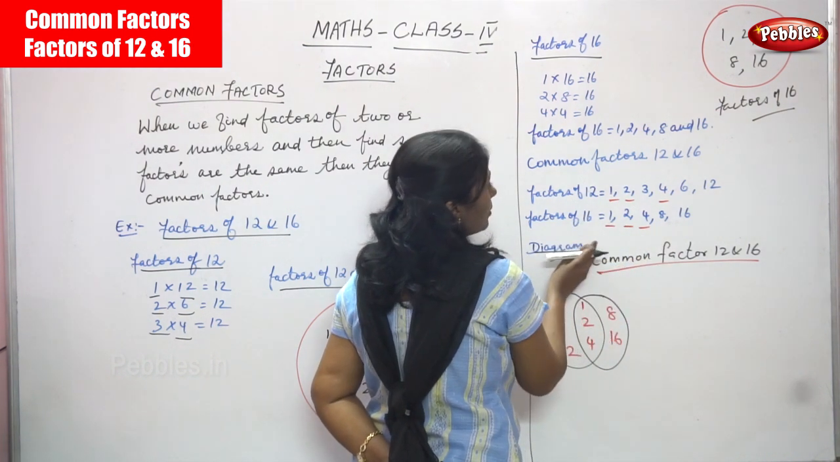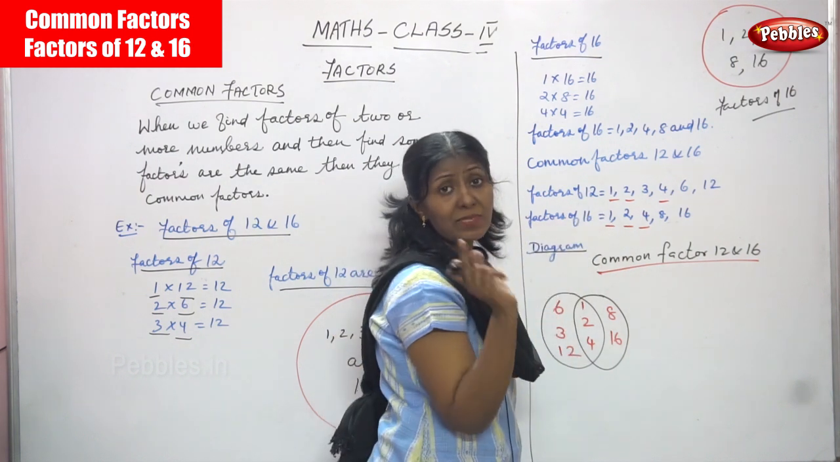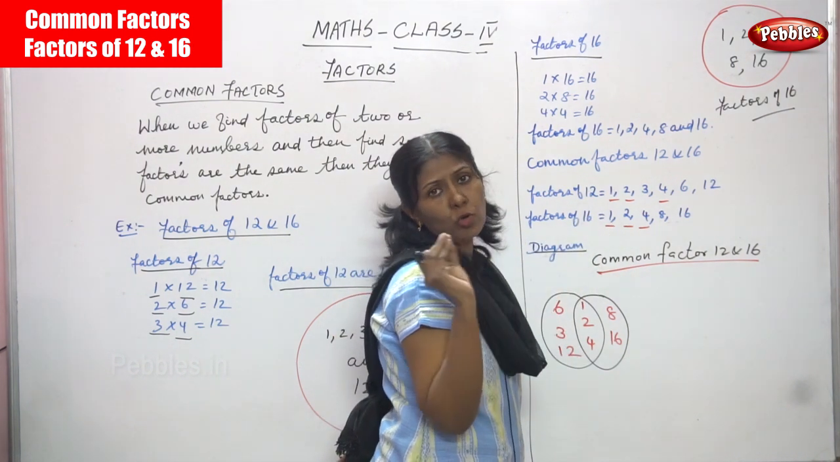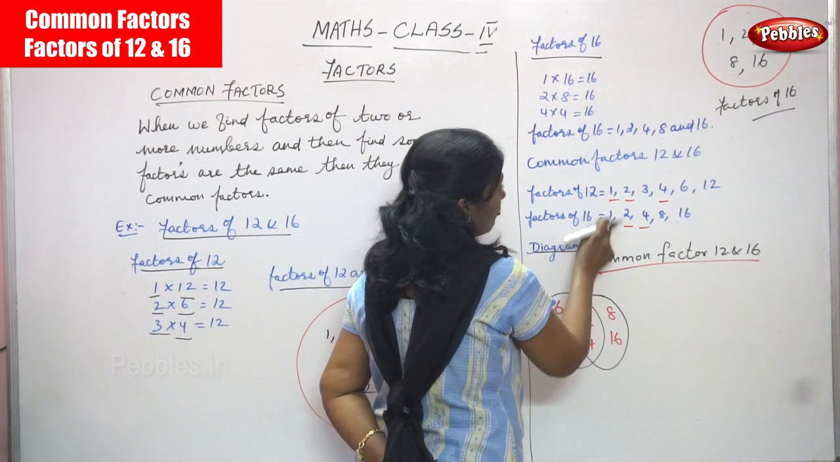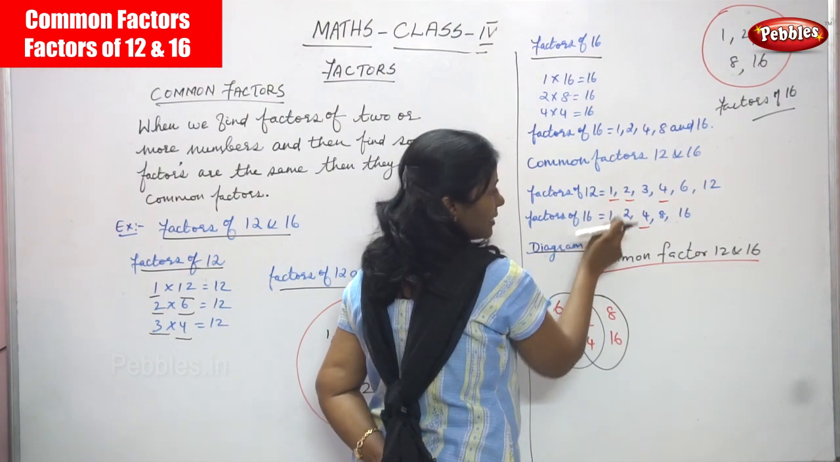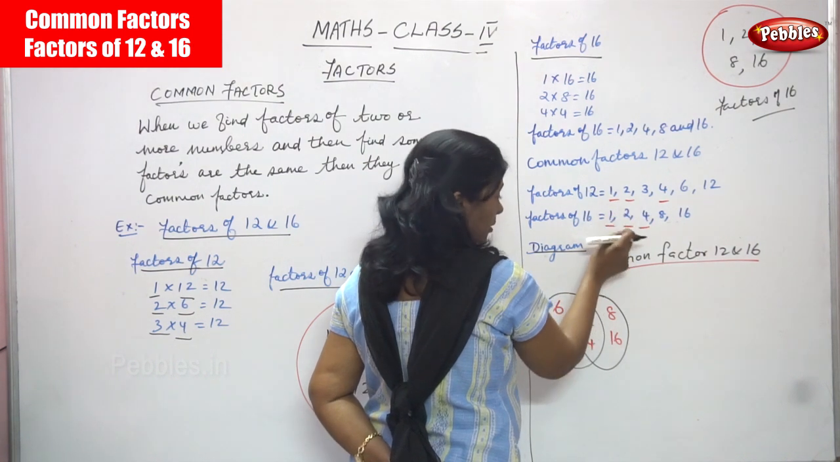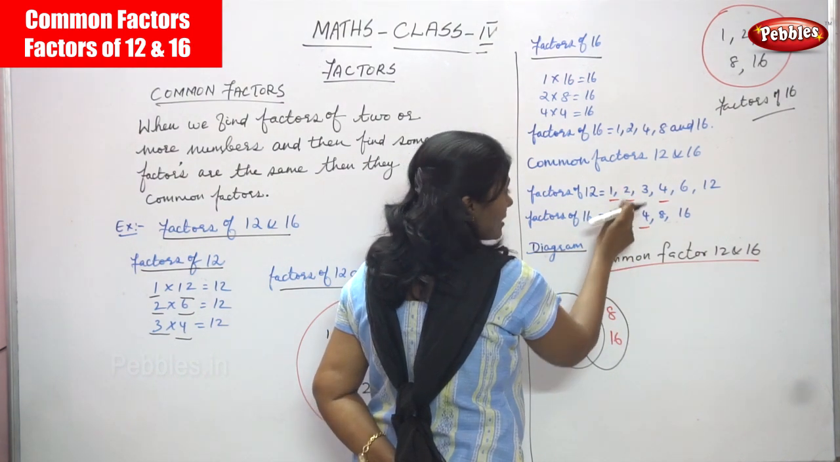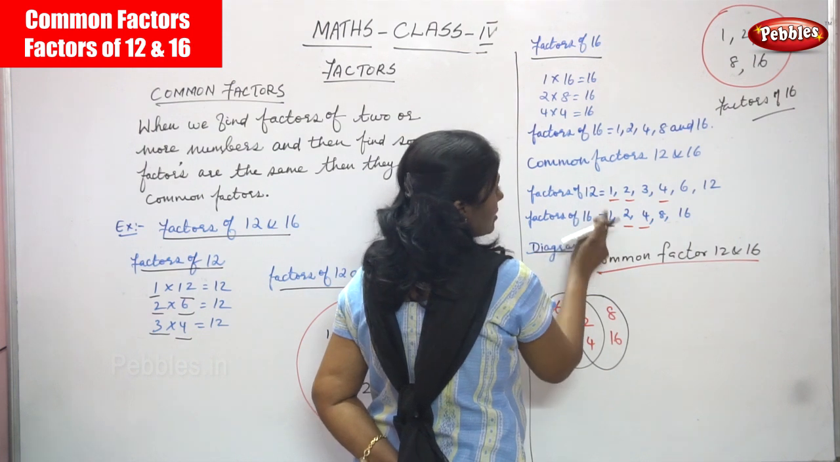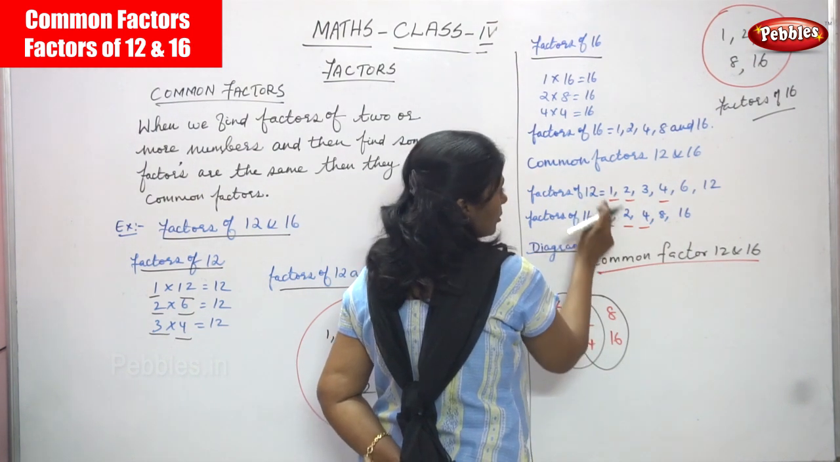For these two numbers, some factors are the same, some factors are similar. This is called a common factor. So 1 and 1 for these two numbers, 2 and 2 for these two numbers. 2 is a factor, and this factor comes for the two numbers. 1 is a common factor, this comes for the two numbers.